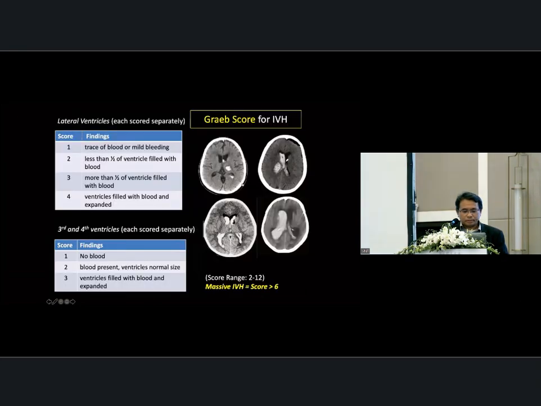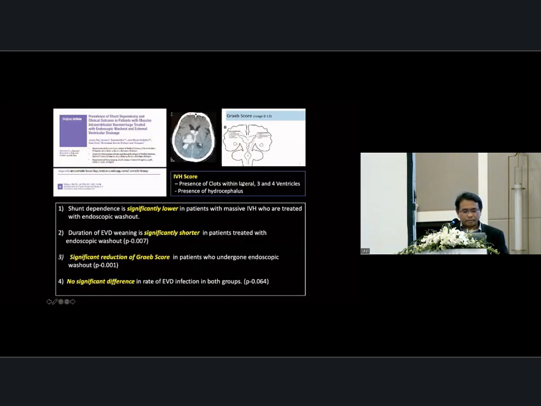So we use the GRAEB score, as you can see on the slide, and the outcome shunt dependence is significantly lower in patients with massive IVH who are treated with endoscopic washout. The duration of EVD weaning is significantly shorter in patients treated with endoscopic washout, and there is significant reduction of GRAEB score in patients who underwent endoscopic washout, and no significant difference in terms of EVD infection in both groups. So this is preliminary data that we get from our small series using this lavage in IVH.